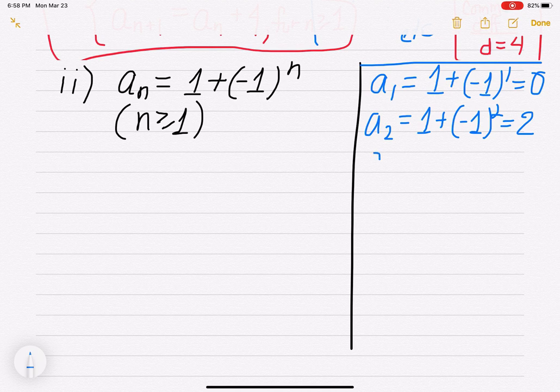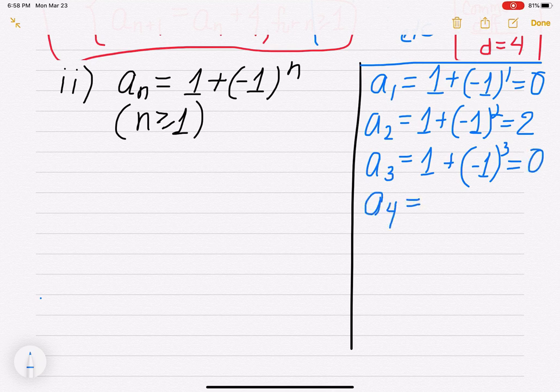So the second term is 2. a3 is going to be 1 plus (negative 1) to the 3rd power. Well, negative 1 to the 3rd power is negative 1, so 1 plus negative 1 is 0. And a sub 4, that's the 4th term, is 1 plus (negative 1) to the 4th power. Negative 1 to the 4th power is 1, so you get 1 plus 1 is 2. So you kind of see what's going on. It's going back and forth.